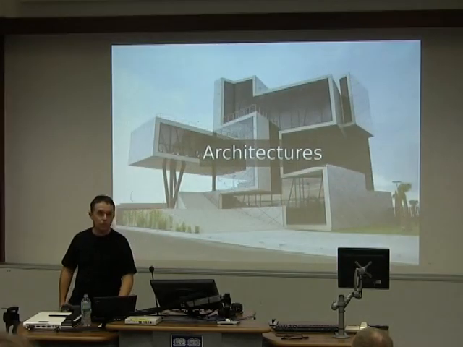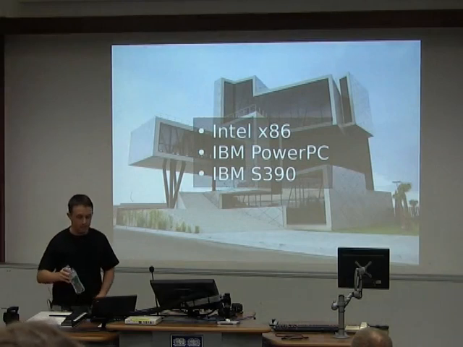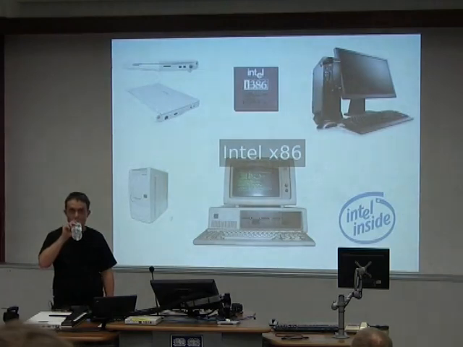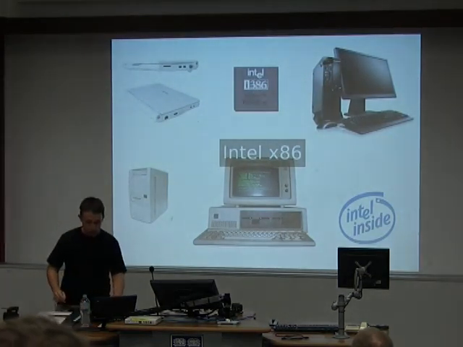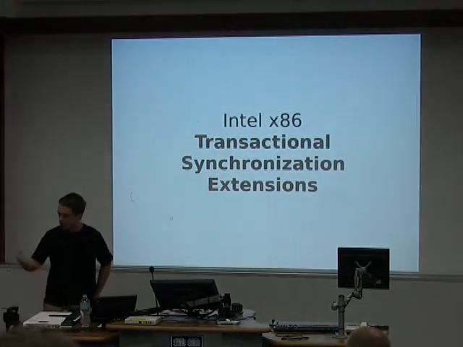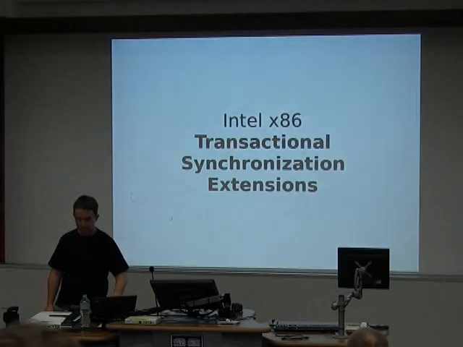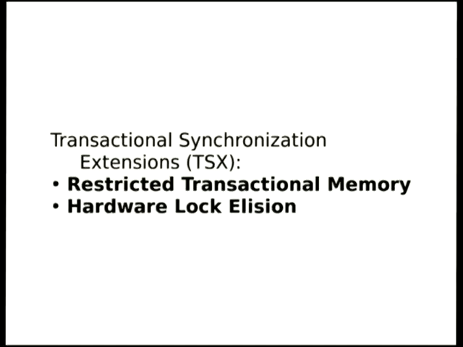So let's look at some of the architectures that we have at the moment. So we have Intel's x86, IBM's Power, and IBM's S390. So Intel in Haswell have introduced their transactional synchronization extensions, and this comes in 2 flavors, which is the restricted transactional memory, which I'll talk about immediately now, and hardware lock elision, which I'll talk about later on.